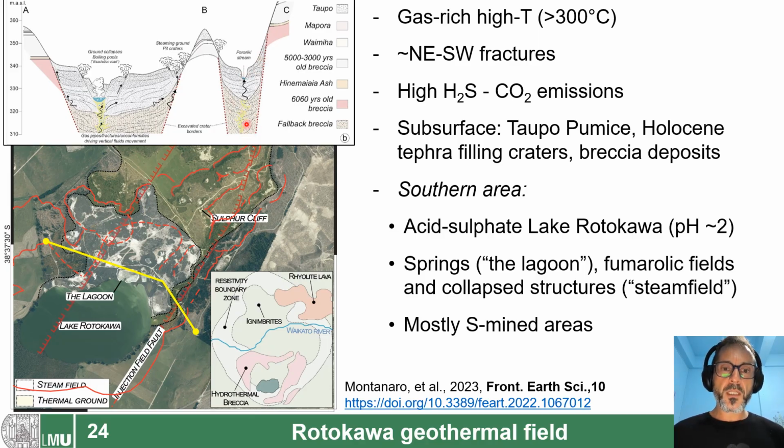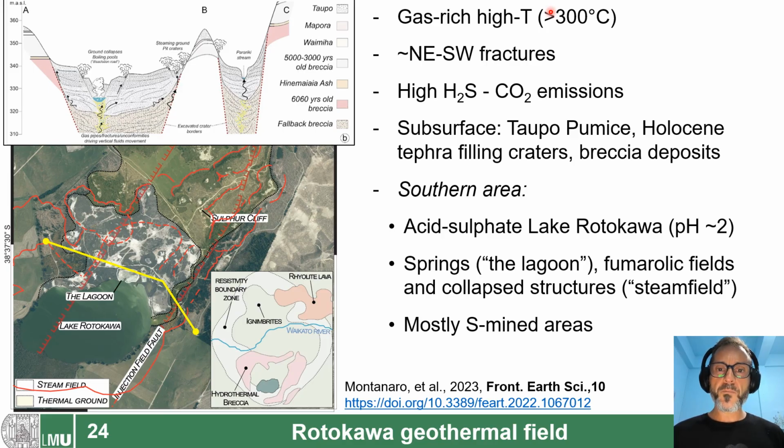In terms of thermal areas, there are two main thermal areas in the Rotokawa field. One is outside the map but is located more or less here. It's the northern area. The features include a few chloride bicarbonate springs along the Waikato River and a little bit of steaming ground.